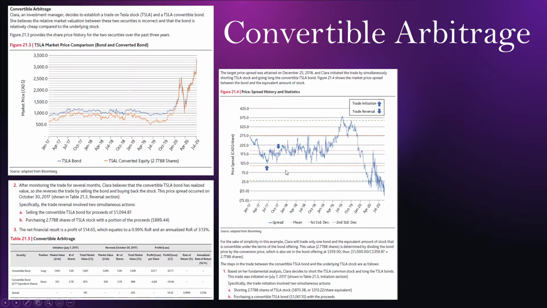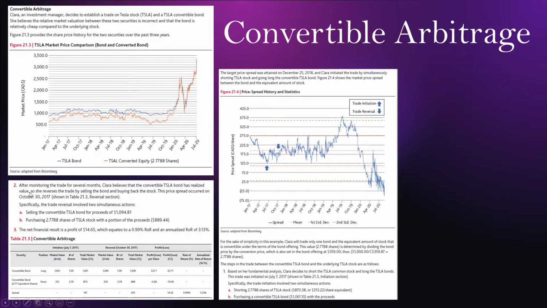is worth. And you can see that the mean is right around $200. And it actually reaches near one standard deviation below the mean. So that's when they began the trade. And to begin it, they short sold 2.7788 shares of the Tesla stocks, which is the convertible amount of that bond. Now, with the proceeds, you are going to be purchasing the Tesla bond. You also do have to pay a little bit more sometimes. So that's how you will initiate the trade.